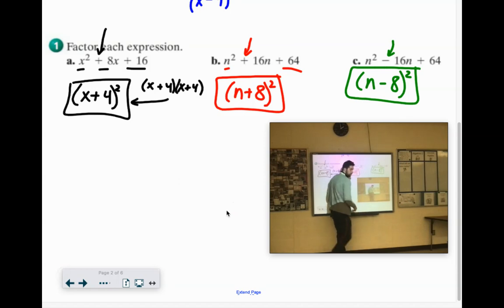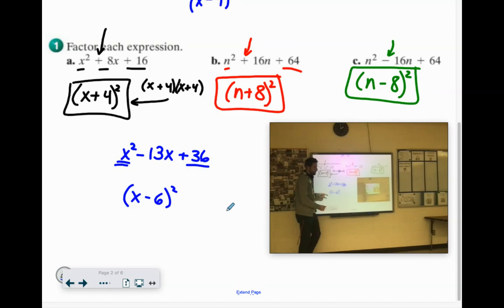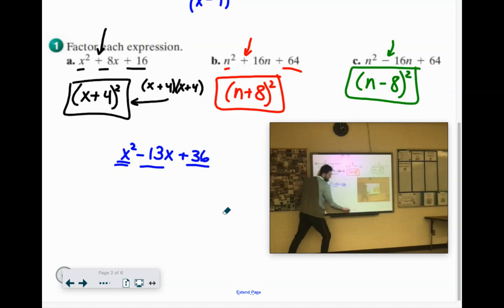Now, I wanted to show you one example that can throw you off a little bit if you're not careful. You might see something like x squared minus 13x plus 36. You might be like, oh, I can square root x squared. I see a minus, great. I can square root 36. But if I multiply x times 6, 6x, and I multiply by 2, do I get 13x? No, that would be 12x. So this one would be a throw-off one.